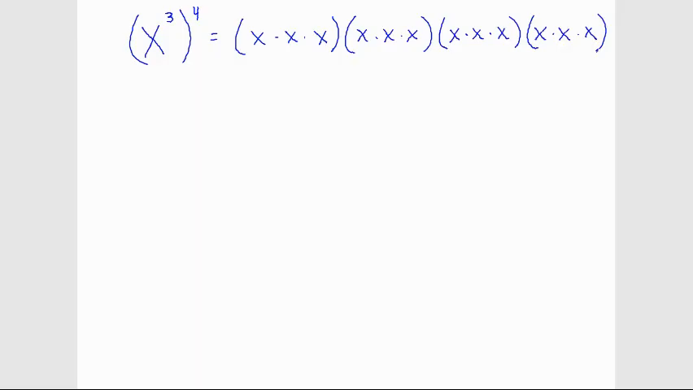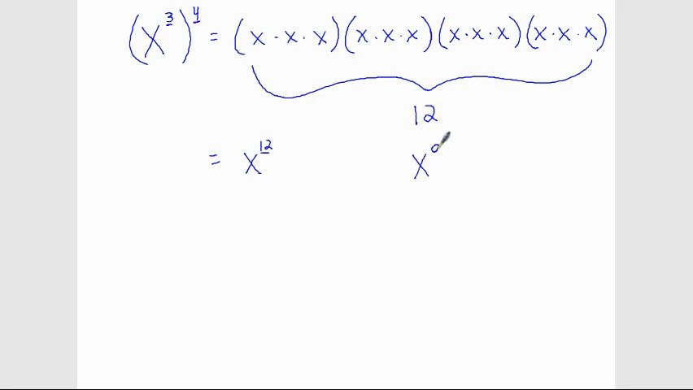Okay, so like we did with the addition property, I can look and see how many I have in total. And I have 12 in total. So this means that I have x to the 12th power. And I can notice that 12 is equal to 3 times 4. And so this leaves us with the property x to the power of a, all that to the power of b, is equal to x to the power of a times b.